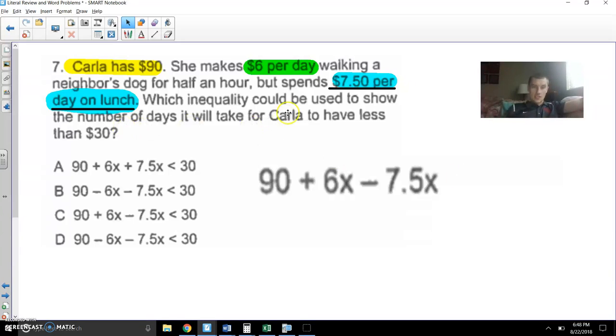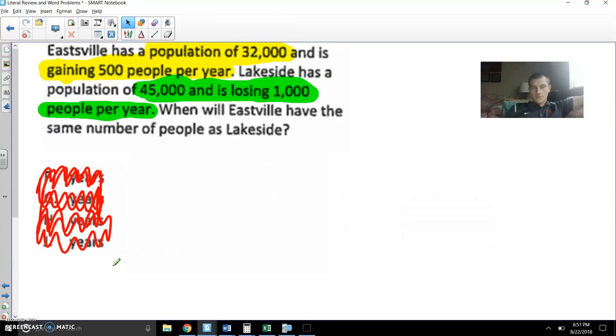Again, we're trying to see when will she have less than $30? And that's why we don't see a line under the inequality symbol. It doesn't say when will she have $30 or less. When will she just straight up have less than $30? So we could solve this if we wanted to, but the problem is not asking us to do that. So it looks like for this one, we need to go ahead and pick C, because that's the right inequality that represents this story.